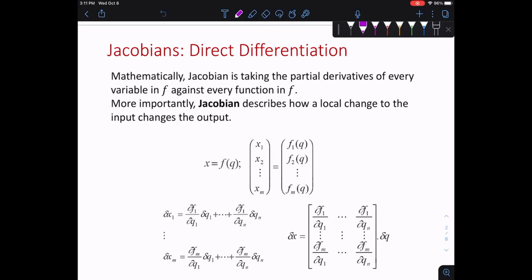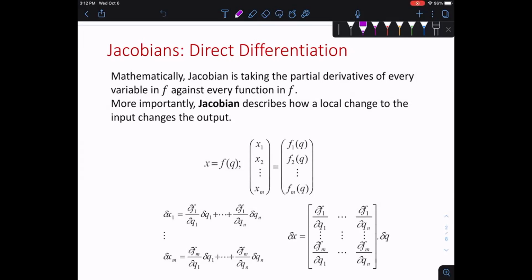Okay. So if x was equal to f of q, so x, think of it as the output, the solution, equal to f of a system that has some input, right? Q's are the input. Then x1 would be partial derivative of f1 to q1 plus f1 until qn. So instead of following this sentence format, we just stick to our matrix. And I want you to remember this.